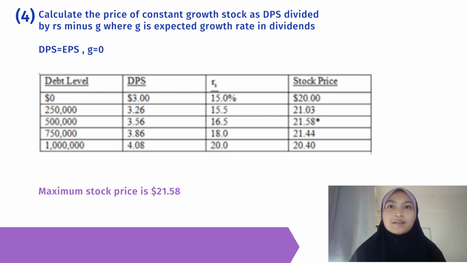Question 4. Because in this case all earnings are paid out to the stockholders, DPS equals EPS. Because no earnings are plowed back, the firm's EBIT is not expected to grow, so g is equal to 0. The results are shown below. So the maximum stock price is $21.58, at which the debt level is 500,000. The DPS is 3.56. The rate is 16.5 and the stock price is $21.58.